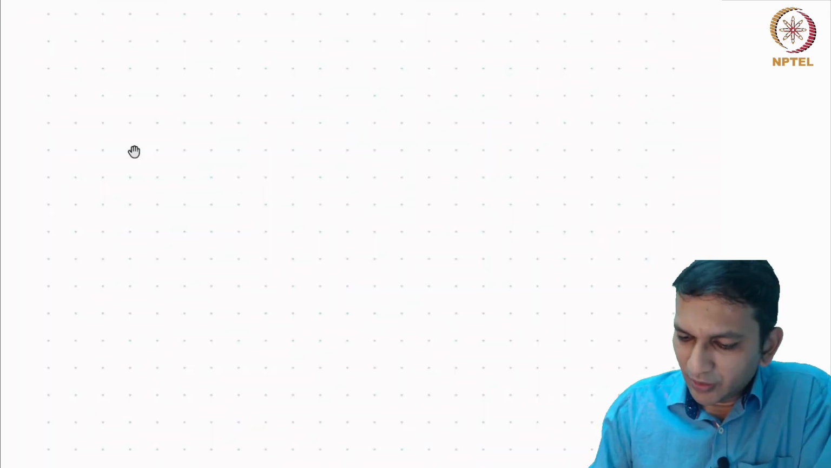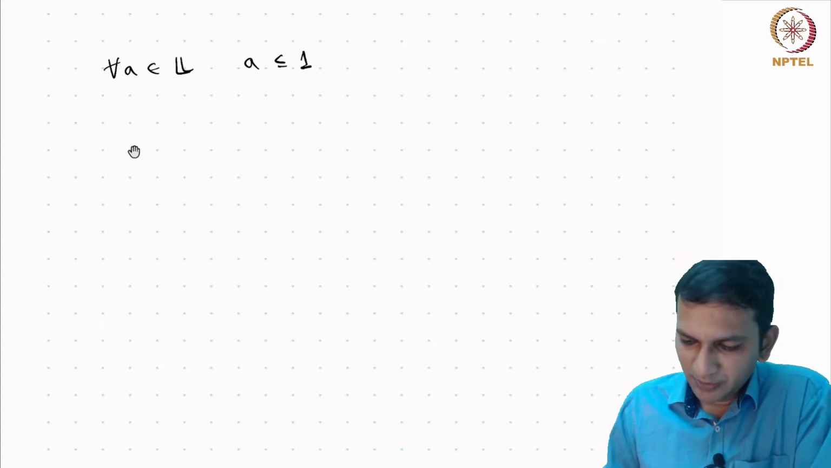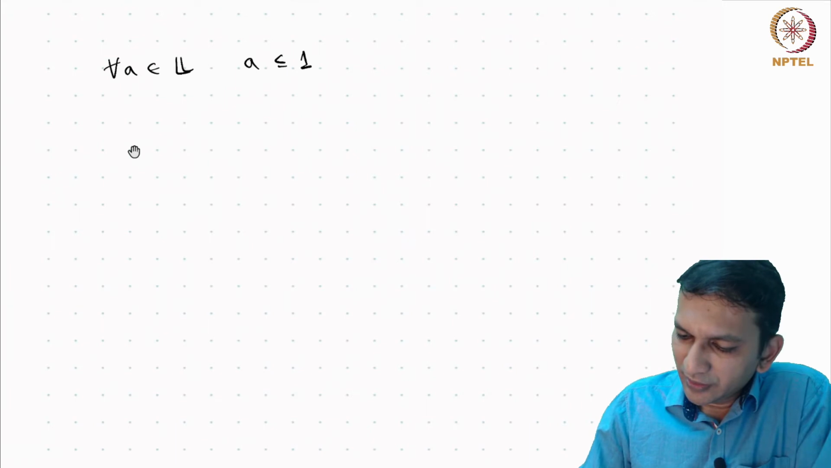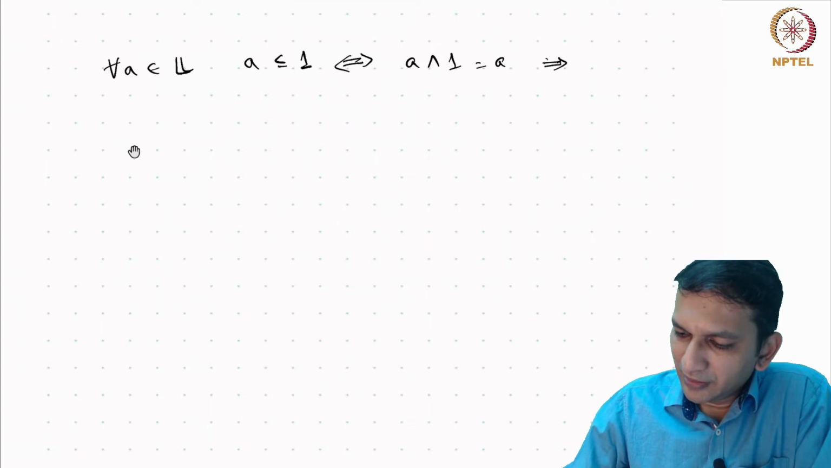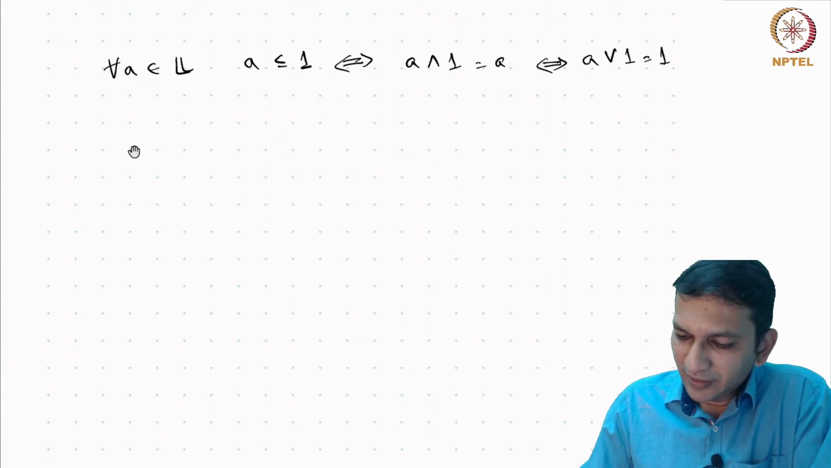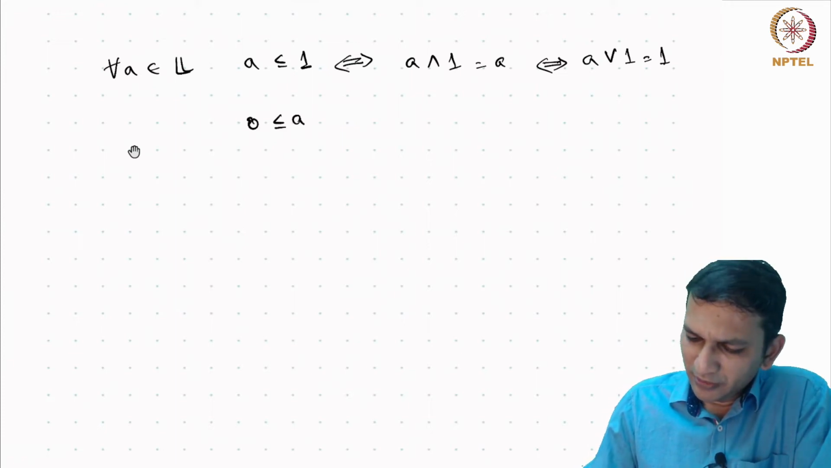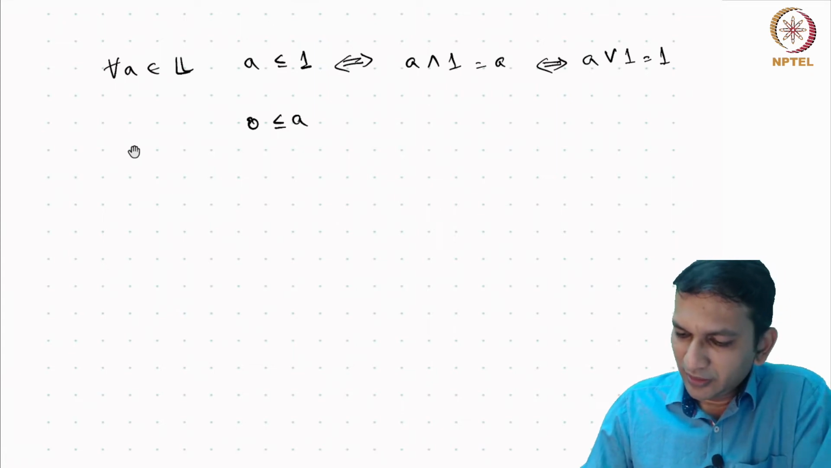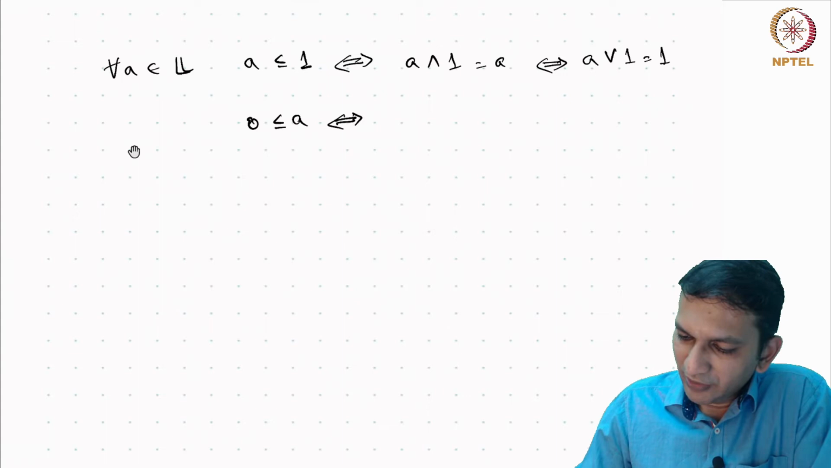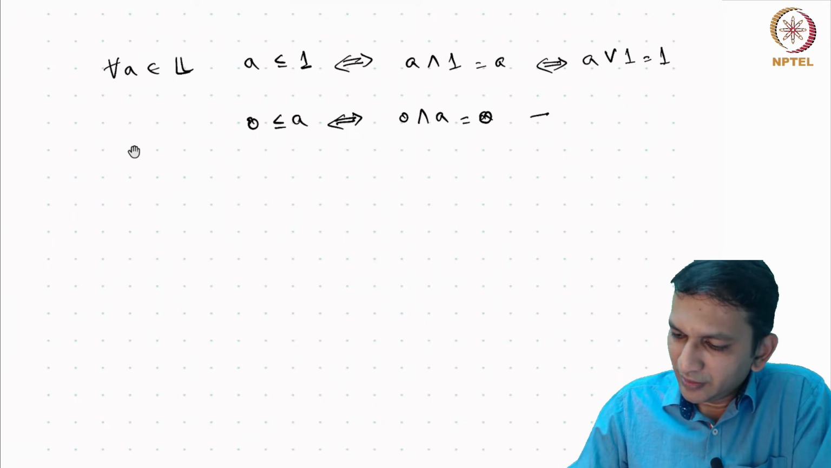Now, if it is bounded above, that means for every A in L, we know that A is less than or equal to 1. 1 is the maximum element. A less than or equal to 1 happens if and only if A meet 1 is A, and equivalently A join 1 is 1. Similarly, if 0 is the minimum element, so for every A, 0 is smaller than each of those elements. From our definition of order, this means 0 meet A is 0 and equivalently 0 join A is A.